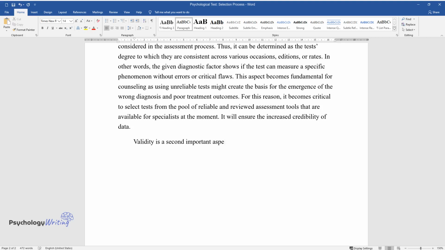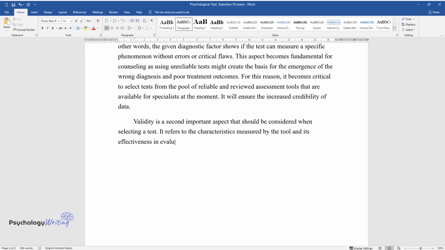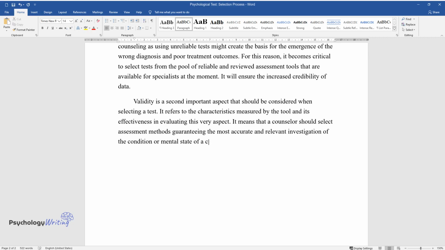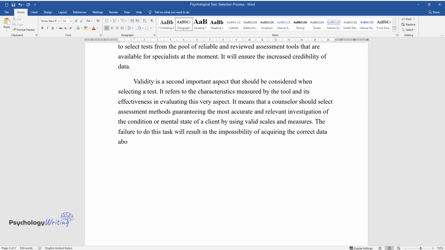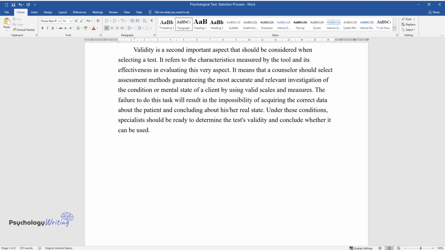Validity is a second important aspect that should be considered when selecting a test. It refers to the characteristics measured by the tool and its effectiveness in evaluating this very aspect. It means that a counselor should select assessment methods guaranteeing the most accurate and relevant investigation of the condition or mental state of a client by using valid scales and measures. The failure to do this task will result in the impossibility of acquiring the correct data about the patient and concluding about his/her real state. Under these conditions, specialists should be ready to determine the test's validity and conclude whether it can be used.